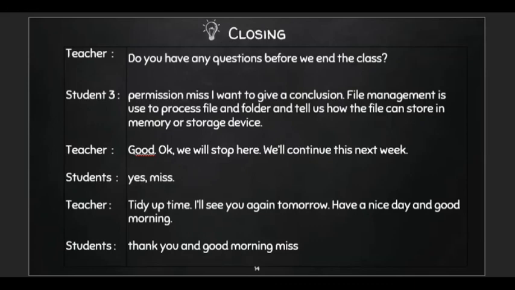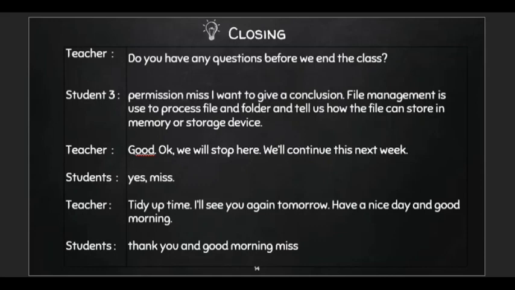This is the example. Do you have any questions before we end the class? Students: permission, Miss, I want to give a conclusion. File management is used to process files and folders and tell us how files can be stored in a memory storage device. Okay, good. We will stop here. We'll continue this lesson next week. Yes, Miss. Okay, it's time to tidy up. I'll see you again tomorrow. Have a nice day and good morning. Thank you. Good morning, Miss.